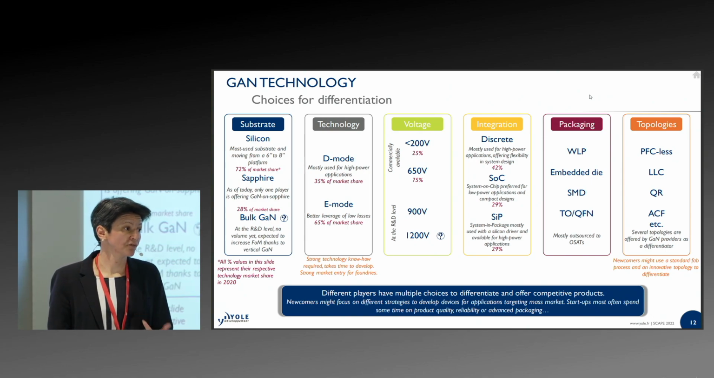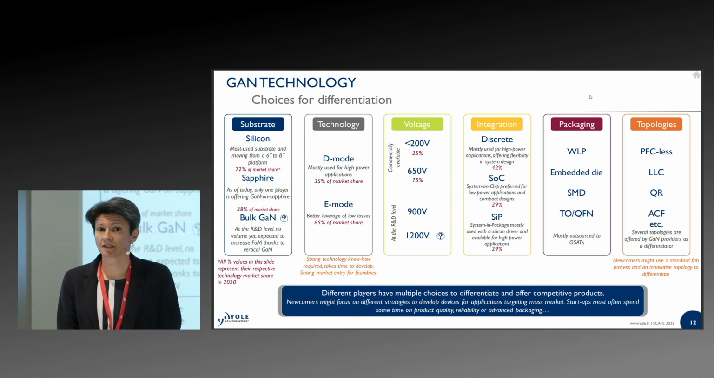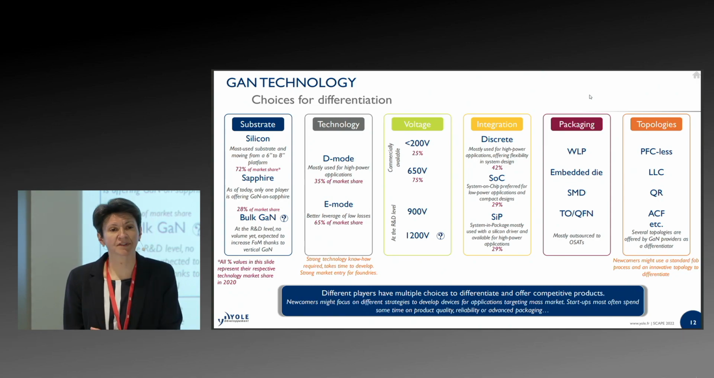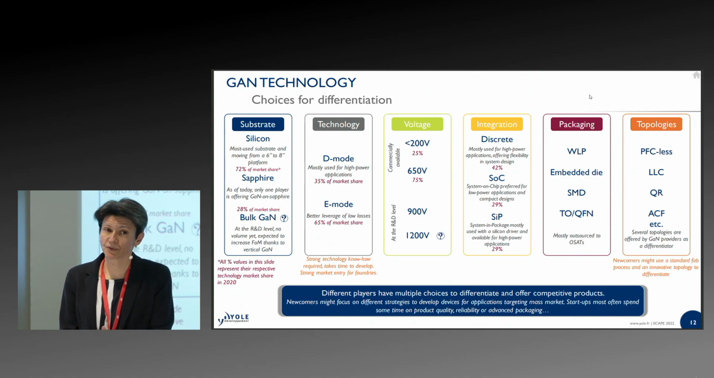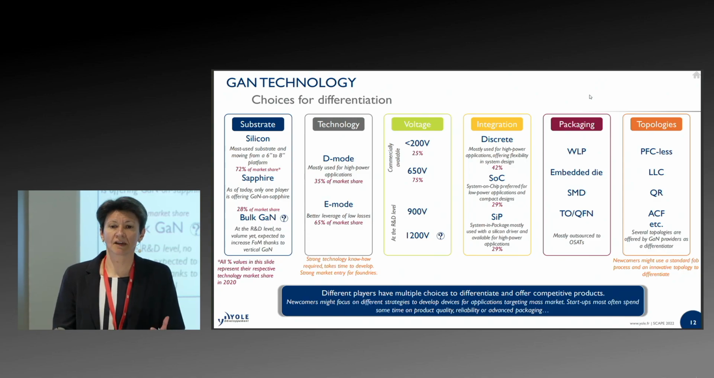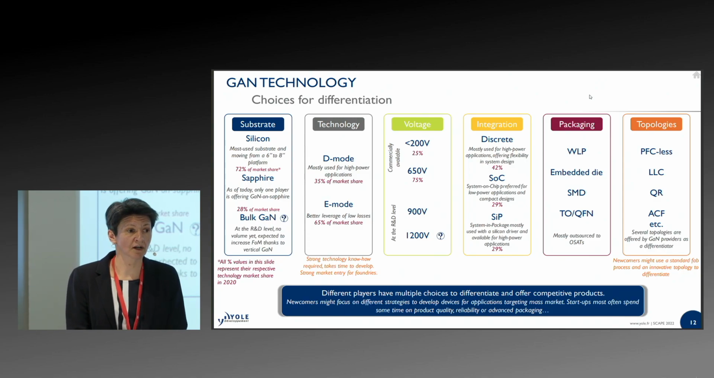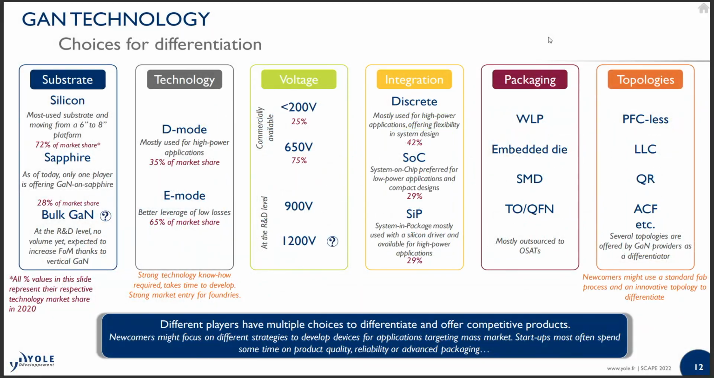Okay, a few words just on the technology. There have been a lot of very interesting talks during the last 1.5 days, so I won't spend too much time here, but just to show the diversity of the technology offering, usually GaN on silicon or GaN on sapphire. In the past, there was a lot of debate on whether D-mode is better or E-mode is better. I think now there's a consensus that it really depends on the application. So one or the other can be interesting depending on whether you're looking at high power applications, or whether you want to leverage the low losses at the application level.